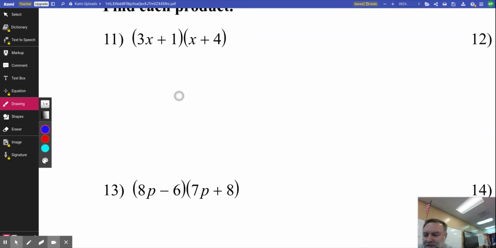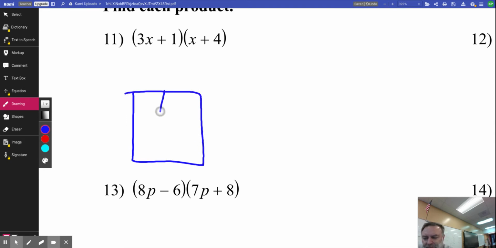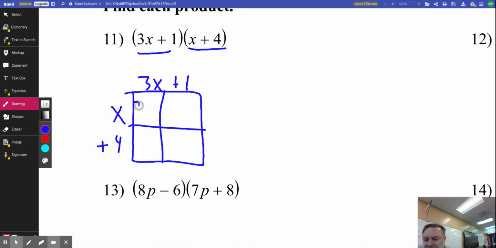Don't forget to make yourself a little box. We'll call it a generic rectangle. 3x plus 1. I'm multiplying this binomial to this binomial. X plus 4. So that's 3x squared. And that gives me x. And that gives me a 12x. I'm just finding the area of each one of these little boxes. So to find the area of a rectangle, you multiply. That's 3x times 4 is 12x.